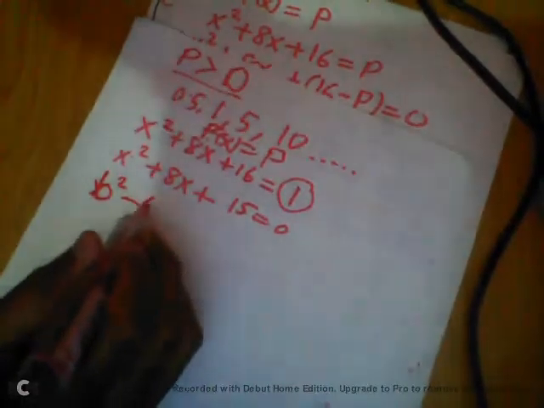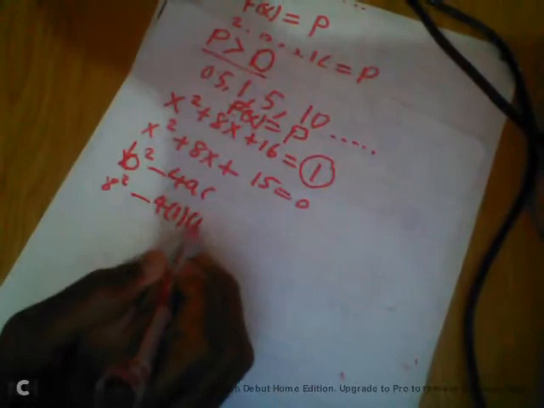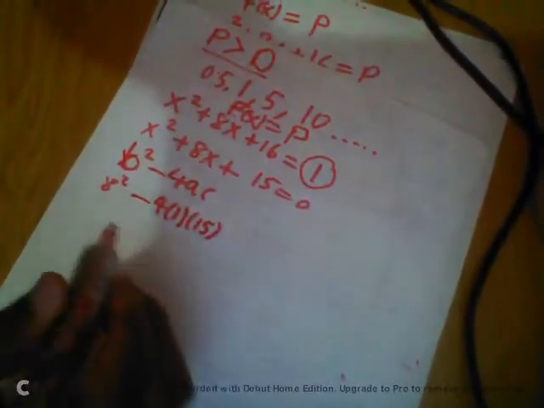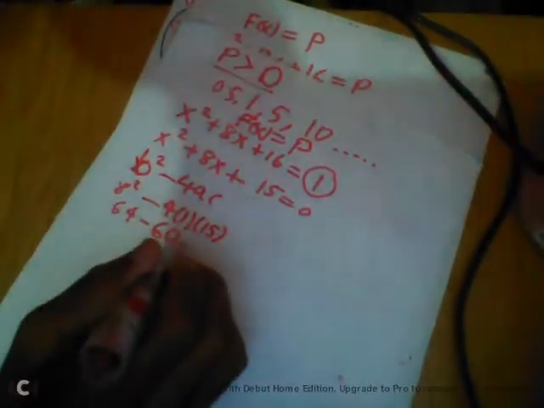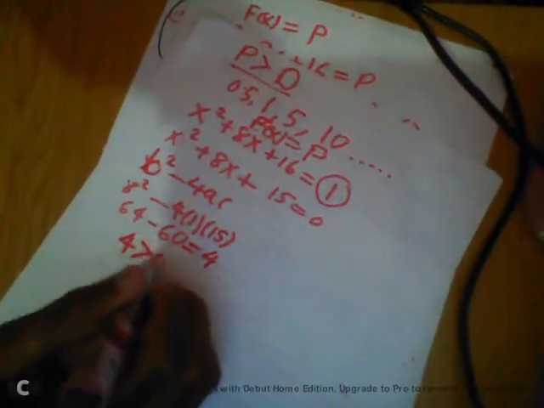So let's go straight away. B squared minus 4ac. Let's see if it is going to be greater or less. So there you go. So what is a, b? b equal to 8 squared minus 4 times a equal to 1, and c equal to 15. So this is going to be 64, and this is equal to 60. 64 minus 60. This is going to give us 4, and 4 we know is greater than 0.